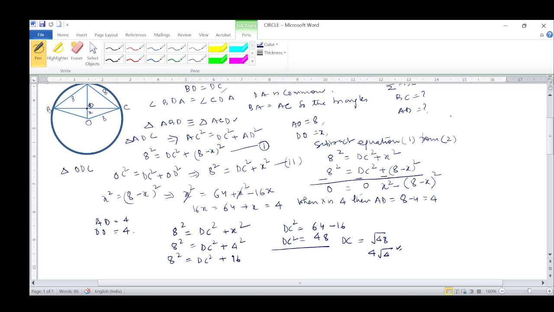What we said initially, we have to know two things to know the area. So DC is 4 under root 4 and BD is also the same. So the total distance BC is 4 under root 4 plus 4 under root 4. Okay. Now this is known.